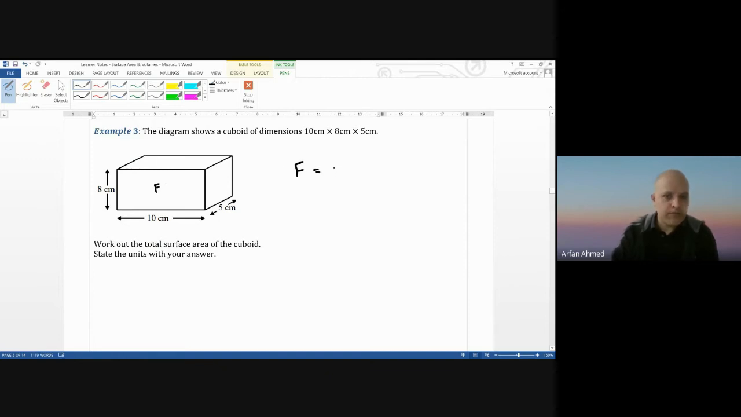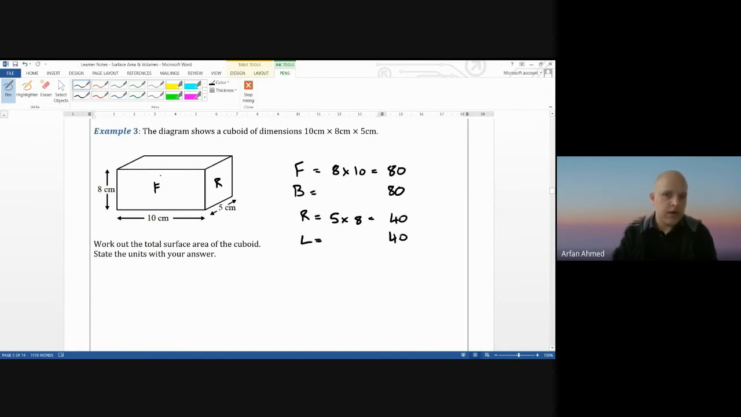Work out the area of that. What's that? That's going to be 8 times 10. Yeah, that's going to be the same as the back. Okay, let's just put it there. That's that done. Let's call this the right-hand side, which is going to be 5 multiplied by 8. That's going to be the same as the left.